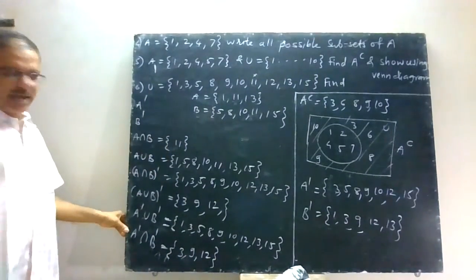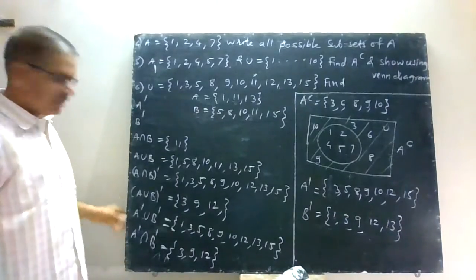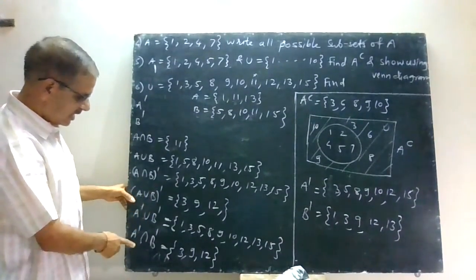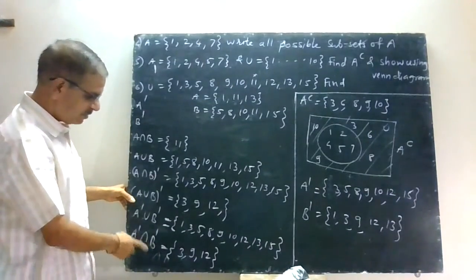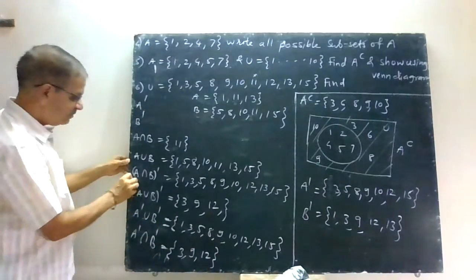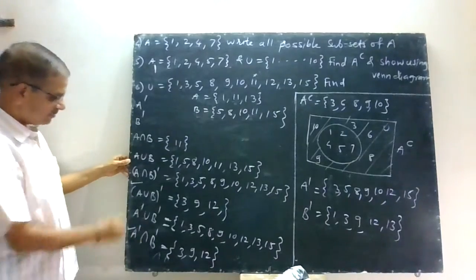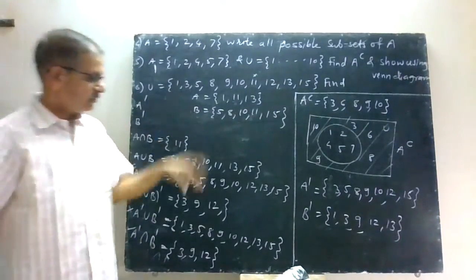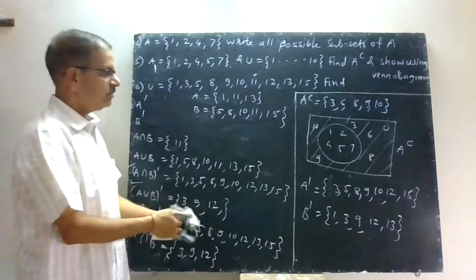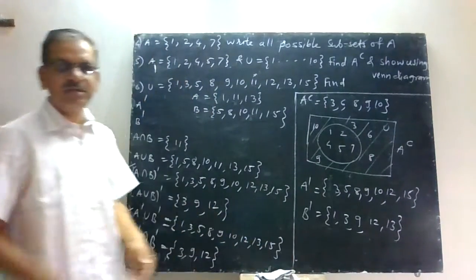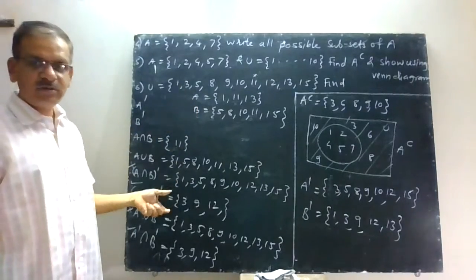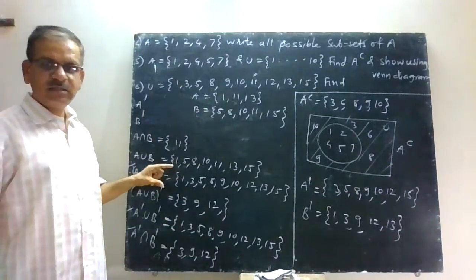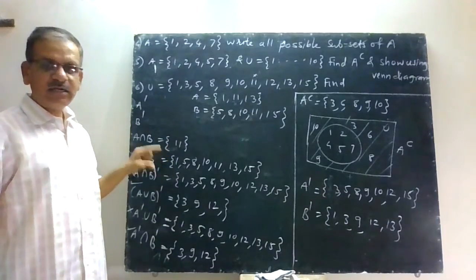Actually the question ends here, but you can make the observation that (A union B) complement and A dash intersection B dash, that is A complement intersection B complement, are the same. That means this set and this set are the same. So these are the revision problems we have seen here. This is the end of this session on 9th standard sets. Thank you.